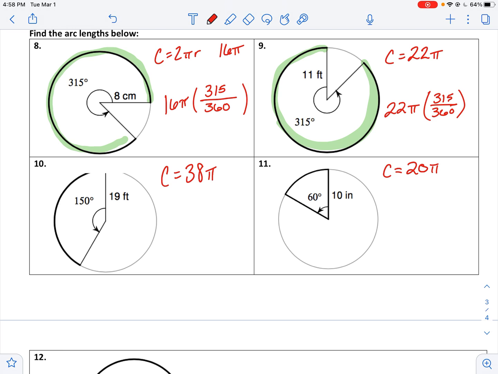All right, so you find your whole circumference, but I don't want the whole circumference. I just want part of it. What part? Here I want 150 degrees out of the total 360. And here I don't want the whole 20 pi. I just want 60 degrees out of that total 360. So that's what I'll multiply my circumference by to figure out the part that I really want.